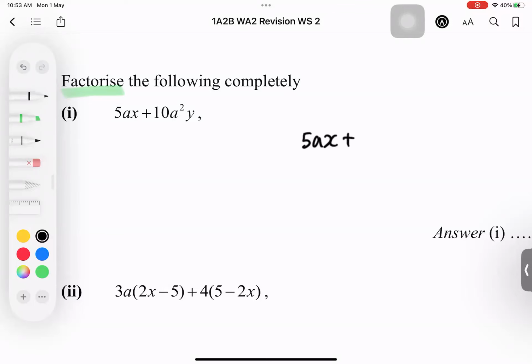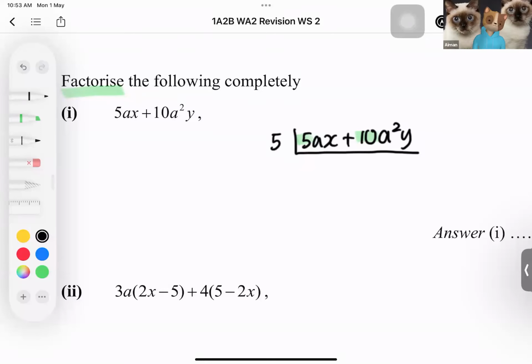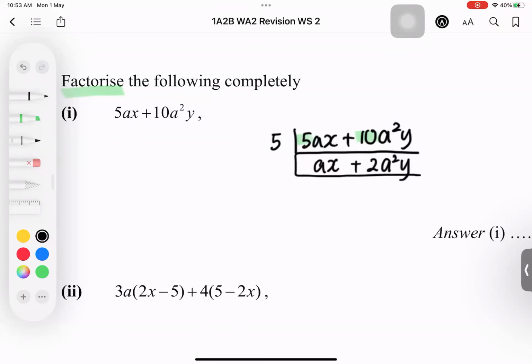5ax plus 10a square y. What is the common factor that I can divide by? 5 and 10. What can I divide by? 5. Can we divide by 5? Yeah. And any more? I got ax and 2a square y. Any more that I can divide by? Cannot divide by a. Correct. Very good. I'm left with x plus 2a.